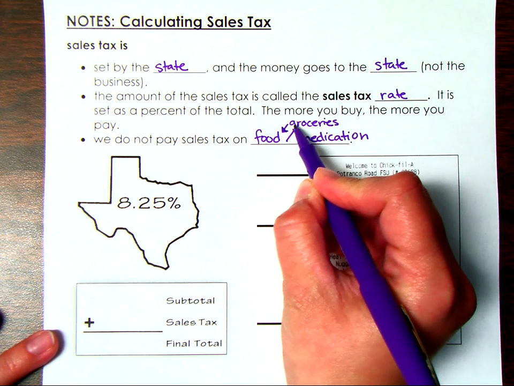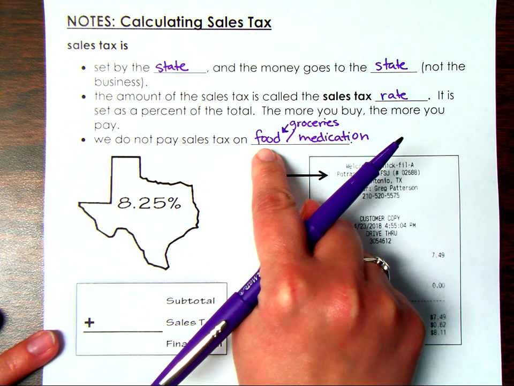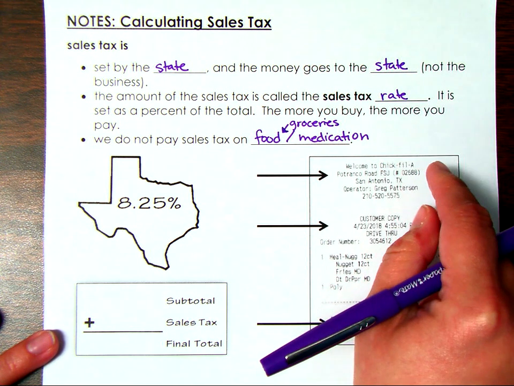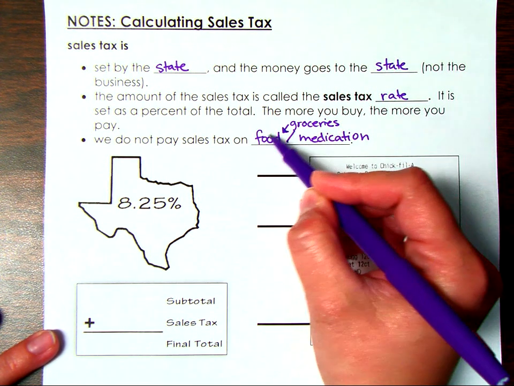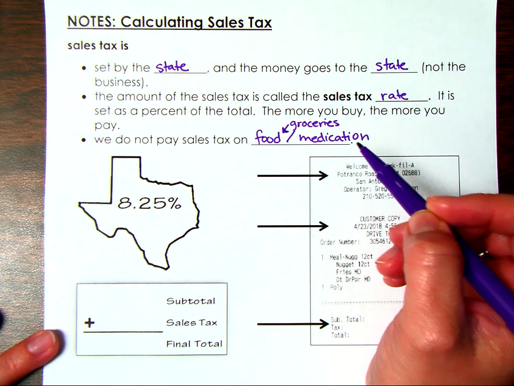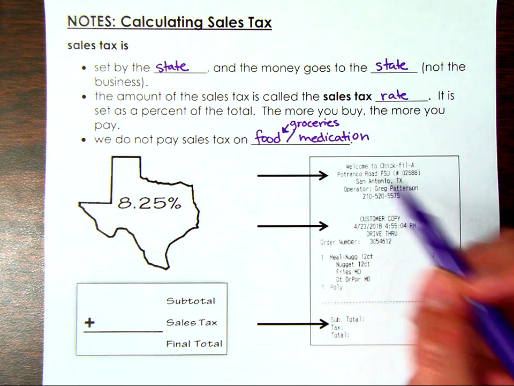Now, the reason why I make sure to say groceries on this: if you go out to eat, you're having a business prepare that food for you, so you're going to be taxed on that because it's a service. So if you're going to H-E-B or the grocery store or wherever you buy your groceries, that's what's not being taxed. So that's kind of something to think about.